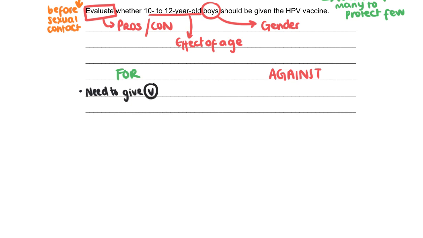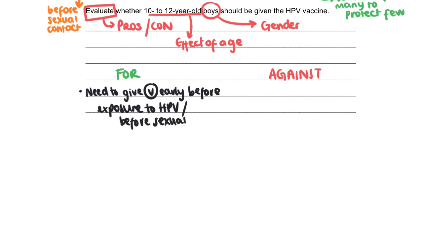I'm going to put V in a circle for vaccine. Early, before exposure to HPV. And another mark here, or the same mark, sorry, you could have said before sexual activity. We're assuming there that 10 to 12-year-olds are not having sex. Obviously, this is quite a valid assumption to make. 10 to 12 is probably too young.